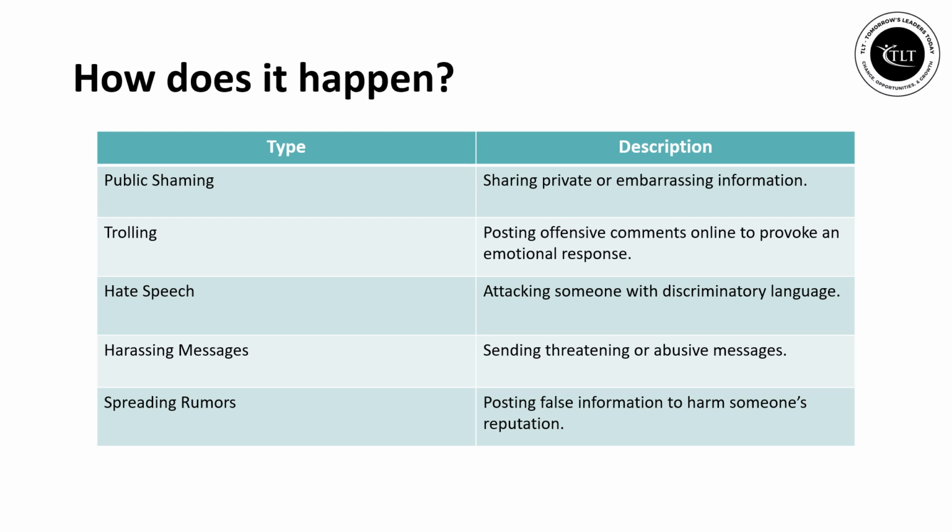Spreading rumors is posting false information to harm someone's reputation. This form of cyberbullying is often used to manipulate public perception or create conflict. How and where does it really happen? Most platforms and channels used for cyberbullying are social media. Facebook, Instagram, Twitter, Snapchat, and TikTok are commonly used to post harmful content, spread rumors, or engage in hostile interactions.